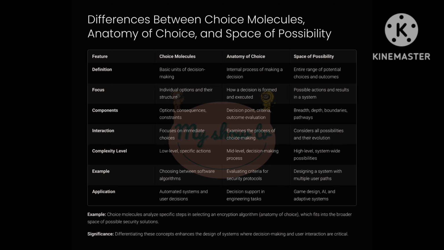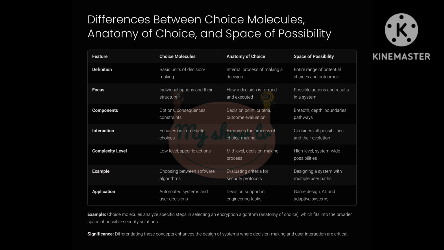3. Components. Choice molecules: includes options, consequences, and constraints. Anatomy of choice: involves decision points, criteria, and outcome evaluation. Space of possibility: covers breadth, depth, boundaries, and pathways. 4. Interaction. Choice molecules: focuses on immediate, individual decisions. Anatomy of choice: examines the process behind decision making. Space of possibility: considers all possibilities and how they evolve.